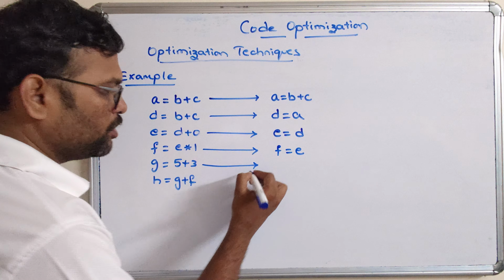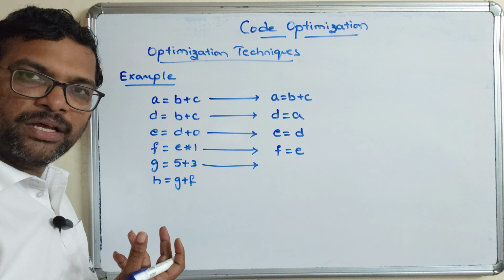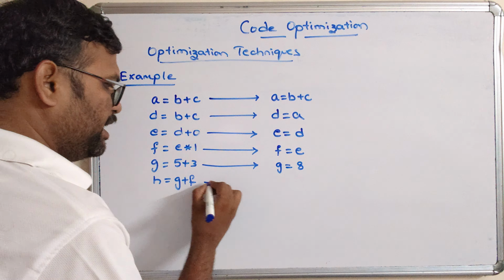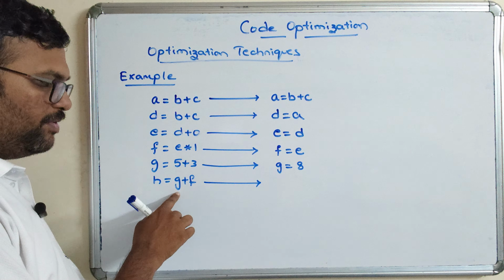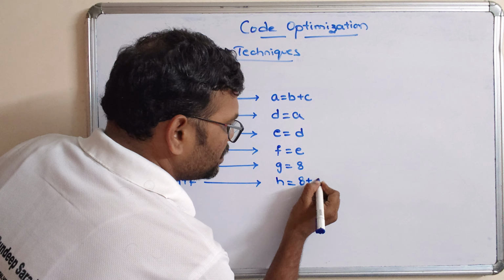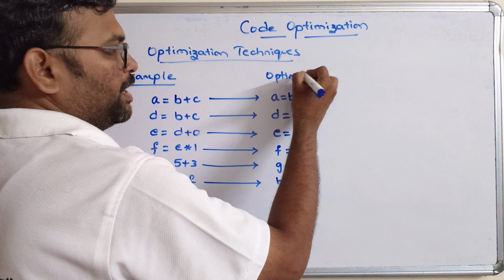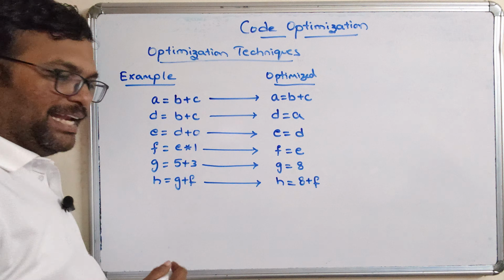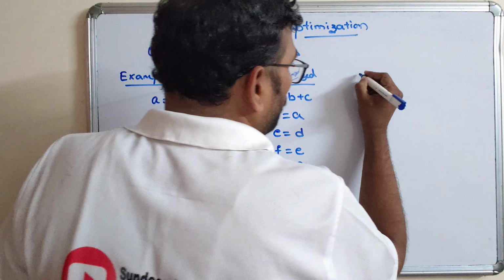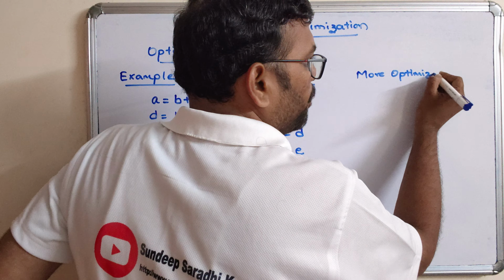And here, this is a constant folding. So this can be evaluated during the compile time itself. So g can be written as 8. And here we can copy the variables. So h is equal to 8 plus f. So this is optimized by using all the techniques which we have seen, right? And next, it can also be simplified, right? We can also make this more optimized. You can observe here, more optimized.